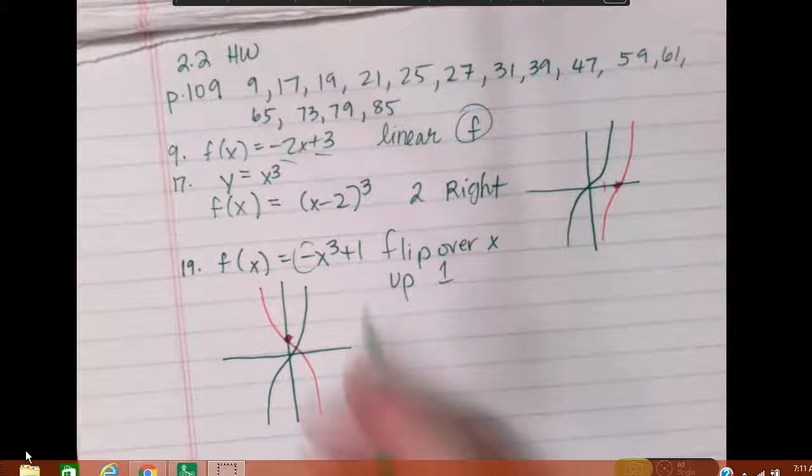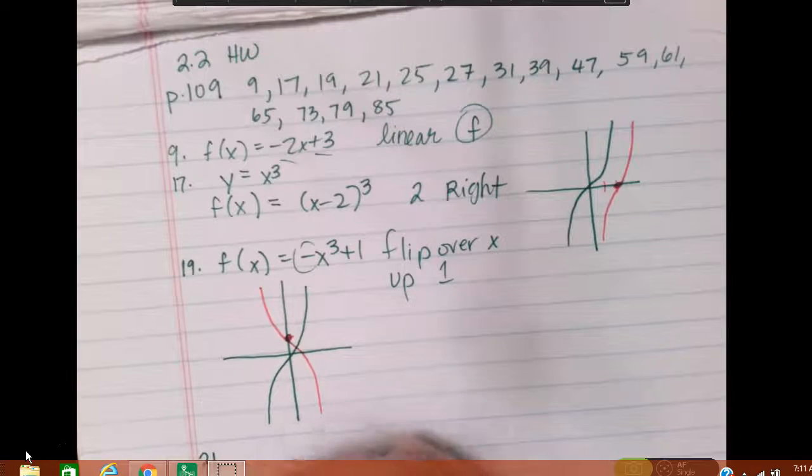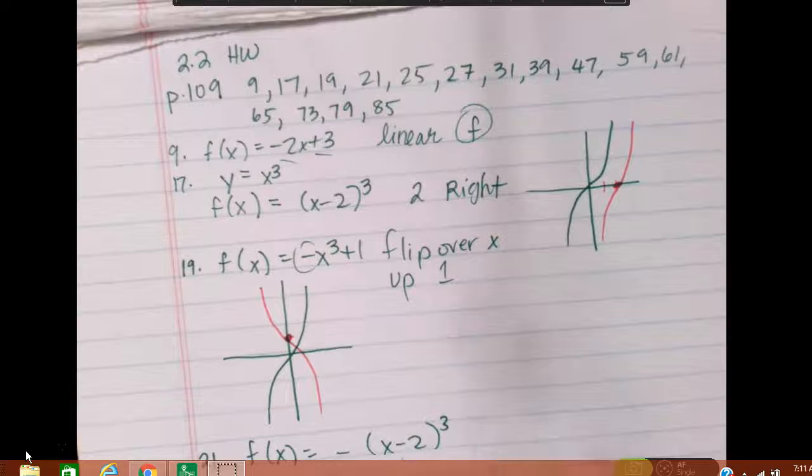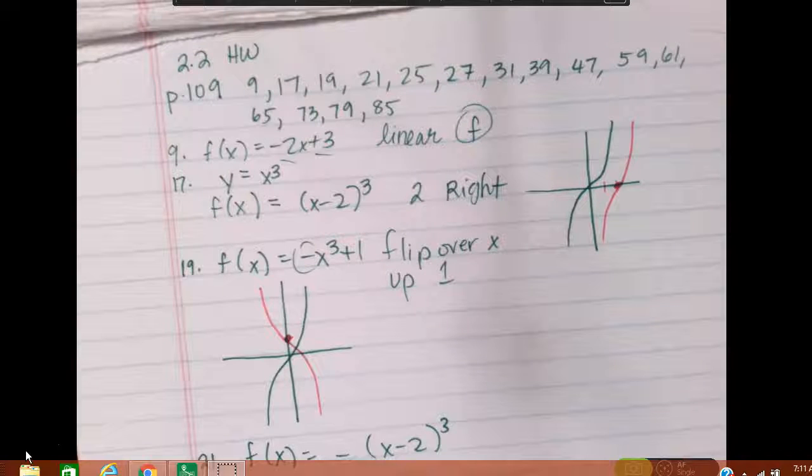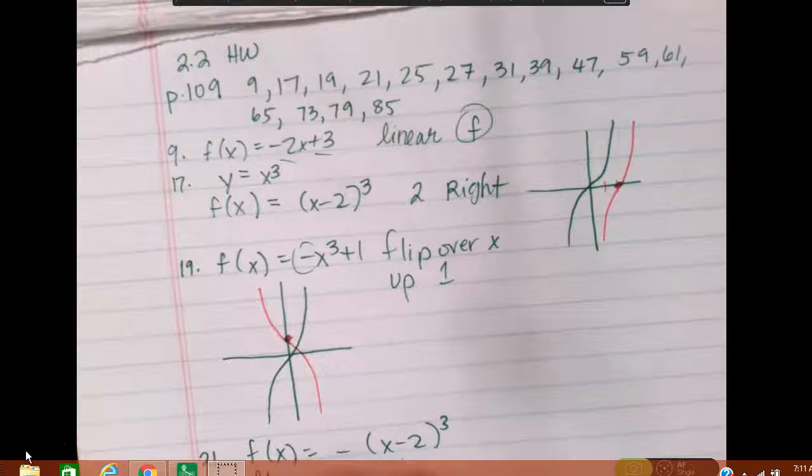Number 21, in the same section, now we have f of x equals negative x minus 2 to the third. So once again, the negative is outside the parentheses, so that's a flip over x. And the minus 2 is 2 to the right.